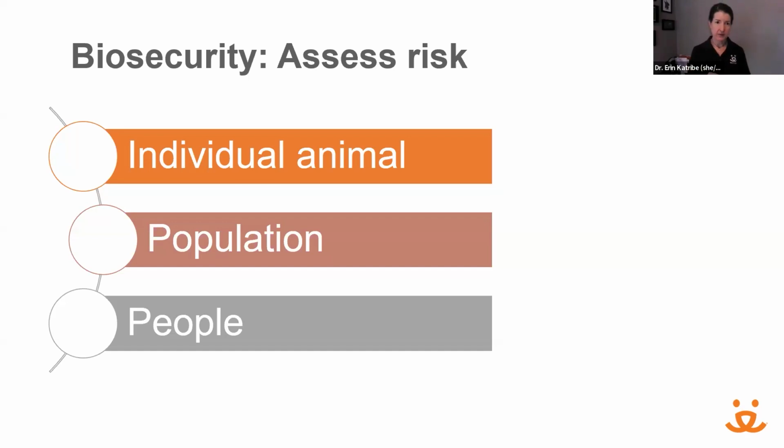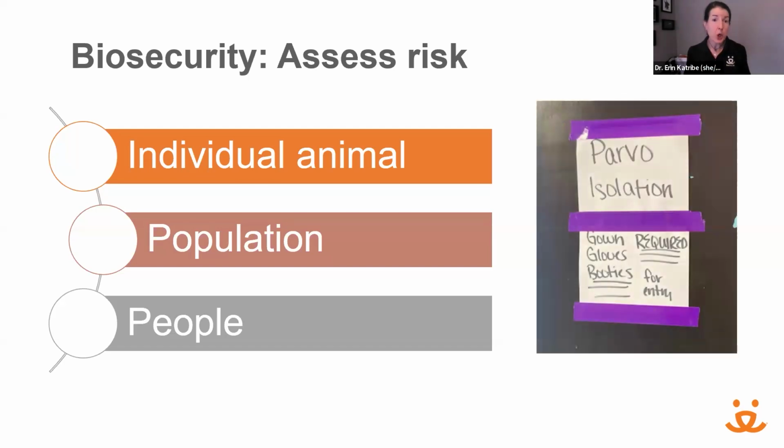I also think about the people. Is it the staff that are doing close handling, handling sick animals, handling lots and lots of animals very closely? Or is this potential adopters that are only handling a small number of animals? So for example, if we're going into parvo isolation, we have to wear gowns, gloves, booties, we have to do all the things.